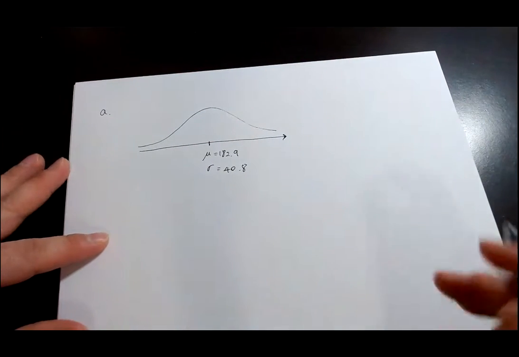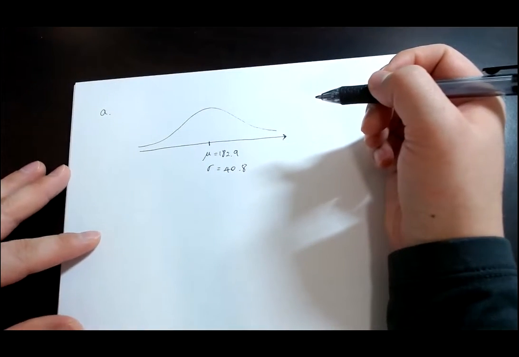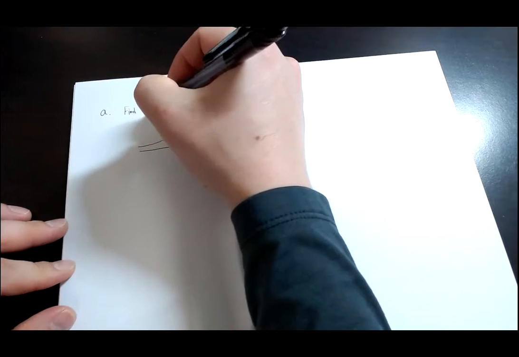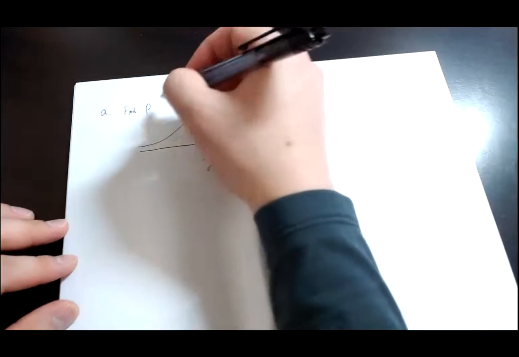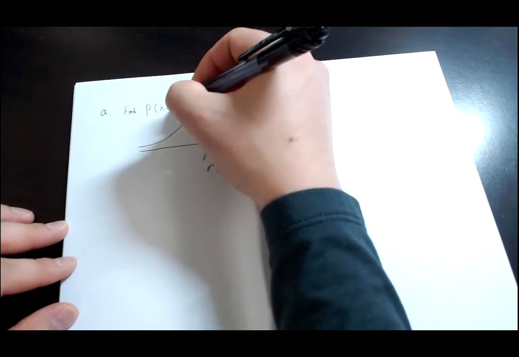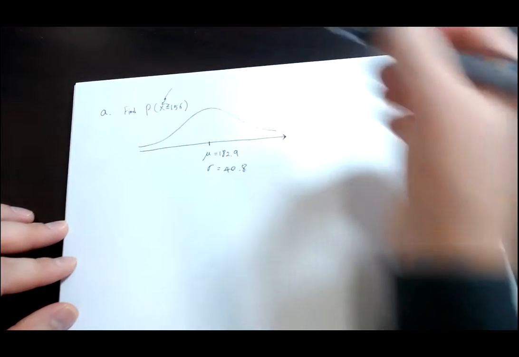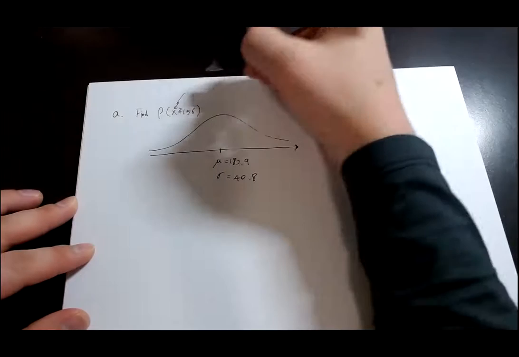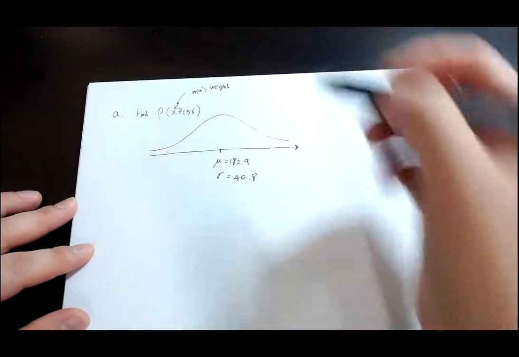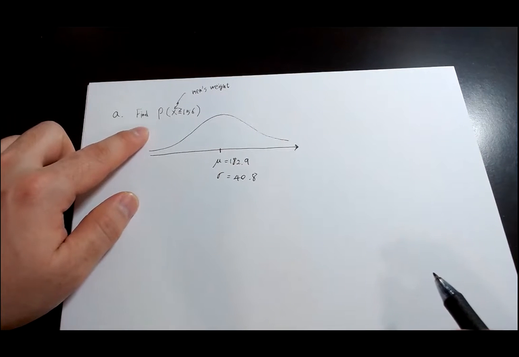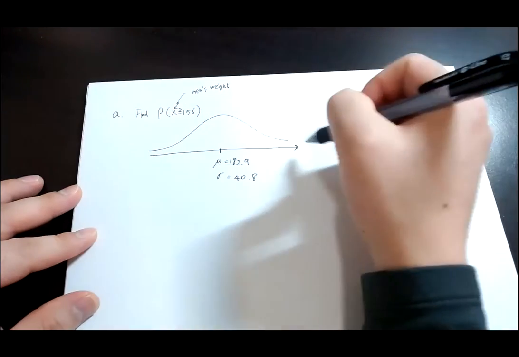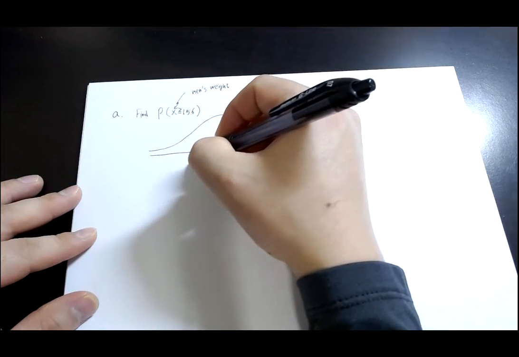Okay, so now let's see question A. Find the probability that X is greater than or equal to 156. Let's say this X represents the man's weight. So find the probability that a man's weight is greater than or equal to 156. 156 is in the graph, maybe right there.